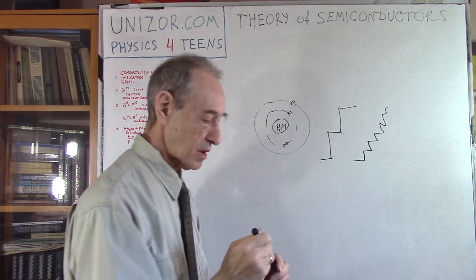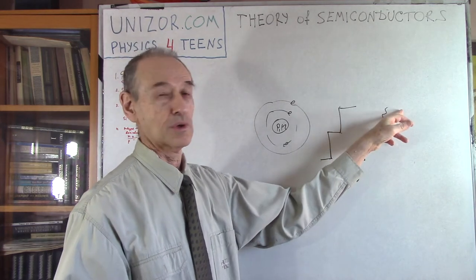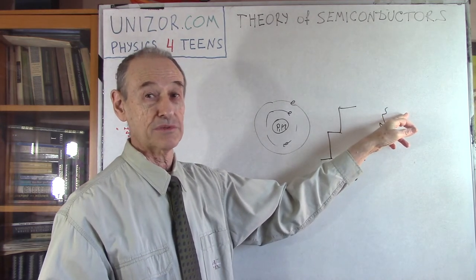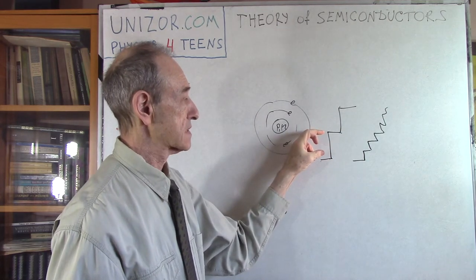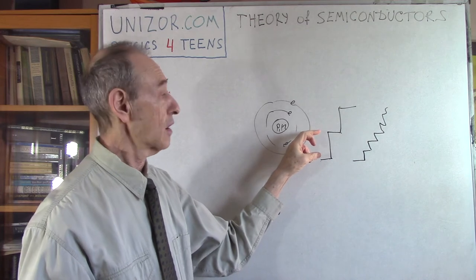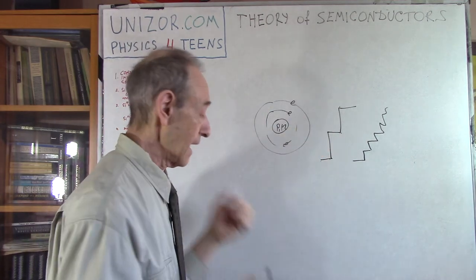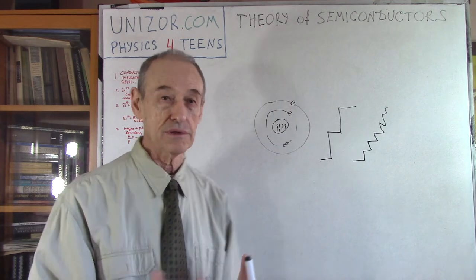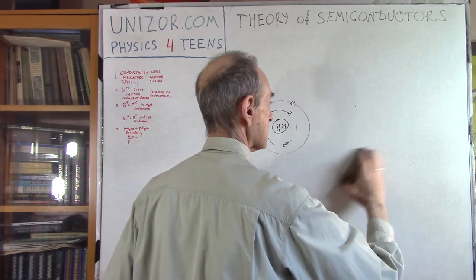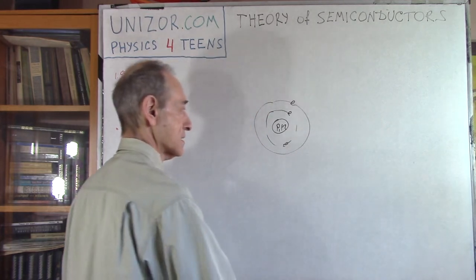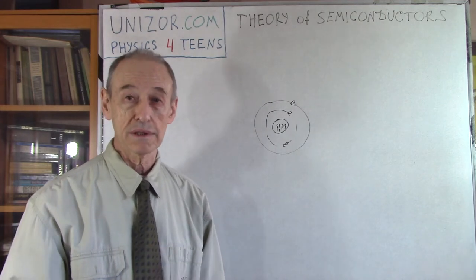So even a smaller amount of energy allows electrons to jump, to go up this ladder of energy. But if the step is very large, then you need more energy for an electron to jump. And that's what actually determines the conductivity. Those elements with a smaller distance between the bands, for instance, metals, have a better conductivity.